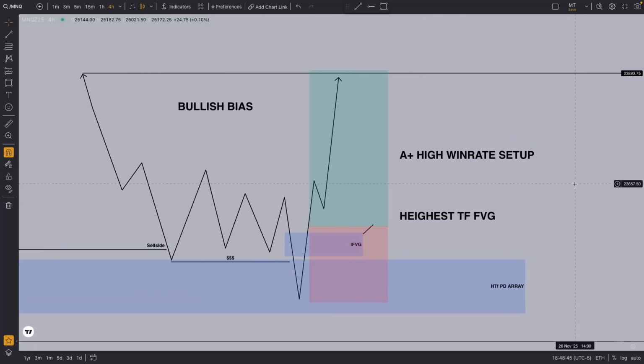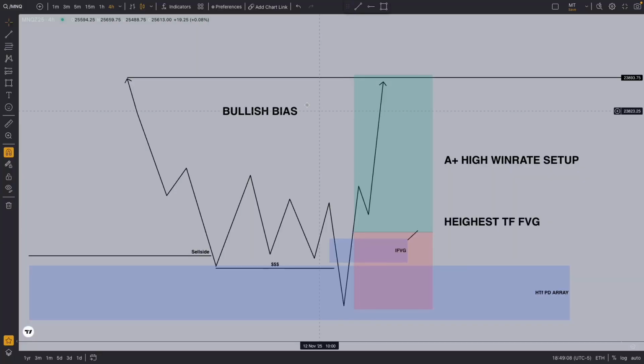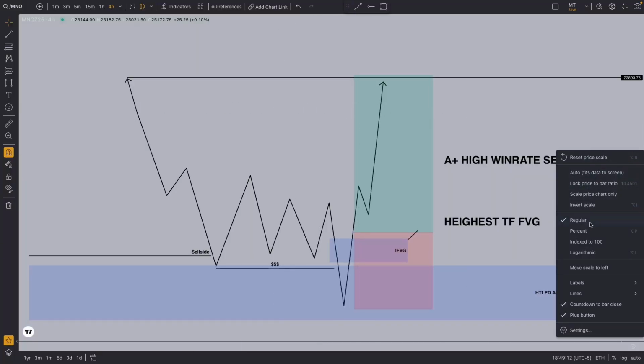This is the A plus setup. This is exactly what you want to see. Us sweep a major sell side level, and then accumulate, and then manipulate, sweep this internal low that we created, and then have a nice momentum higher, inversing the highest time frame fair value gap, and that would be my entry. And for a bearish bias, it's exactly the same thing.